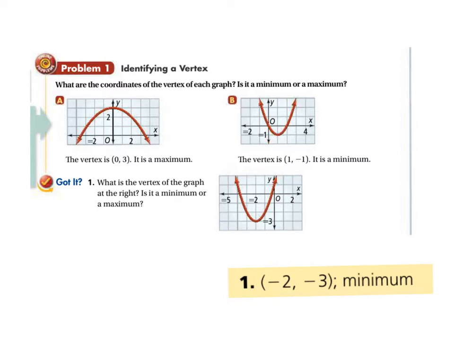What is the vertex of this one? Is it minimum or maximum? Obviously, again, opening up. So it's a minimum. And in this case, we can see that it is (-2, -3). I don't know why there's double negatives on that. That's kind of weird, but (-2, -3) is a minimum.